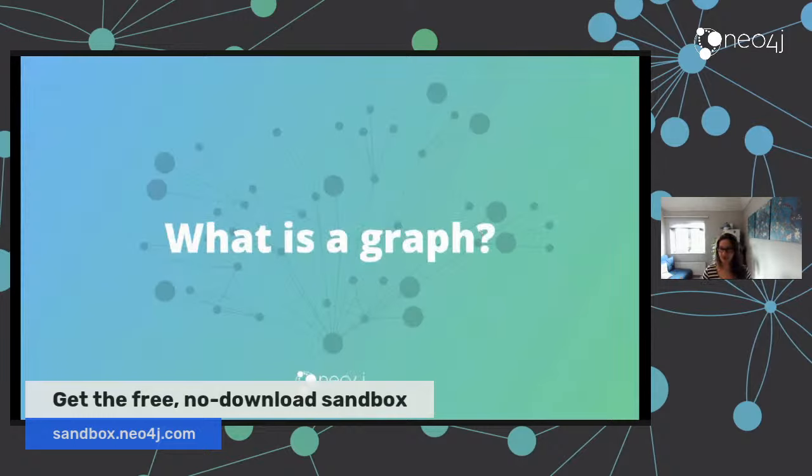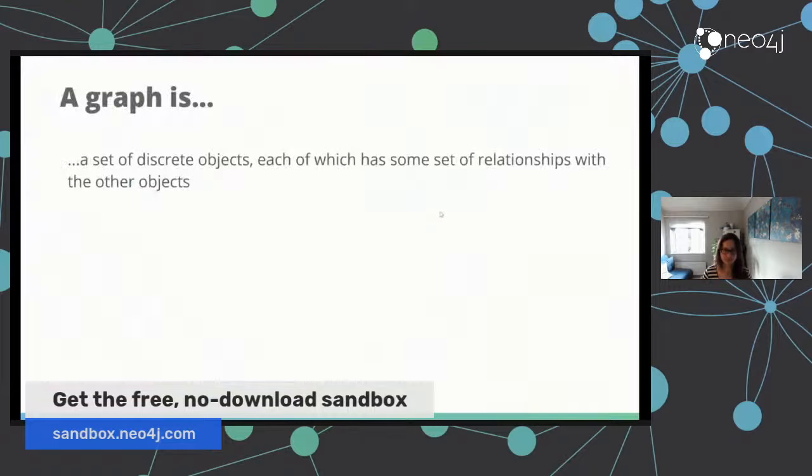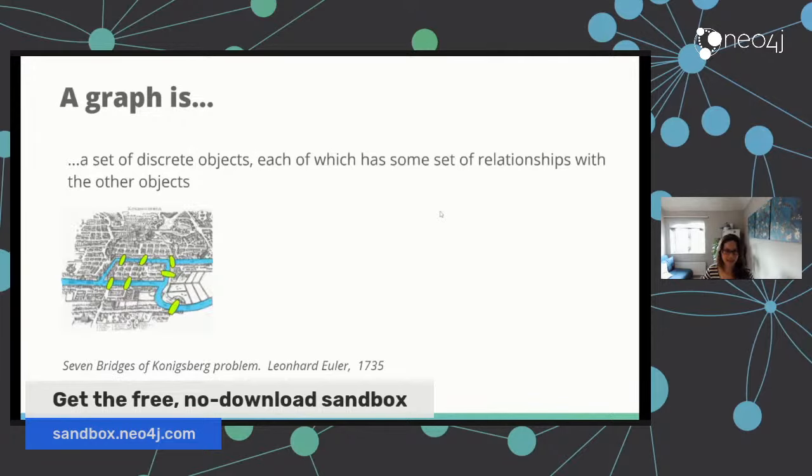So, without further ado, what is a graph? A graph is a discrete set of objects. So you can think like a person or a car or something like that. Or it can be other things as well. And each of these discrete objects may have a relationship with another discrete object. And this comes from graph theory.